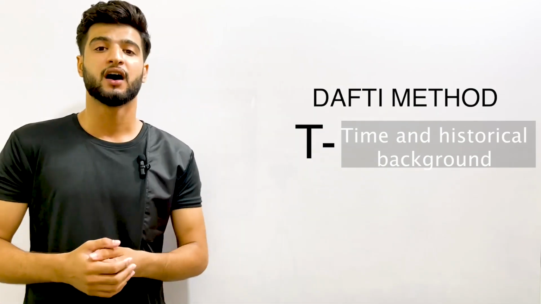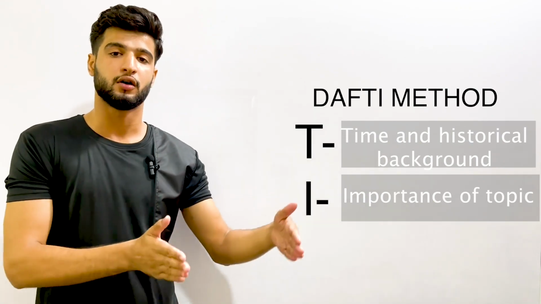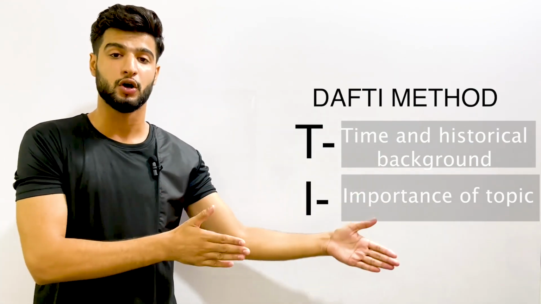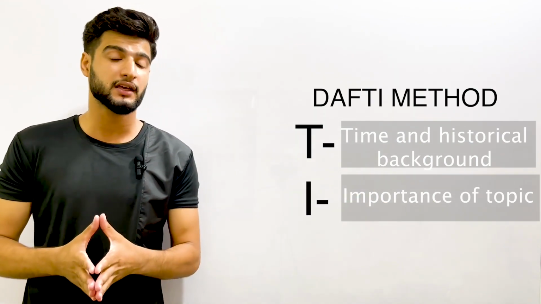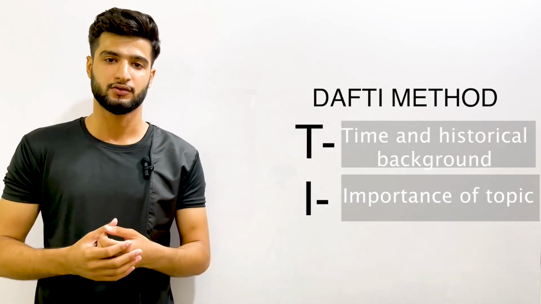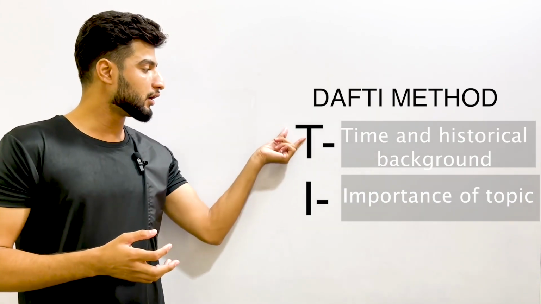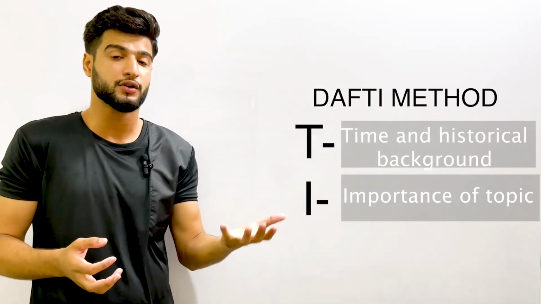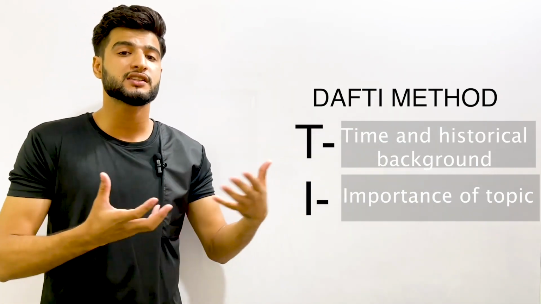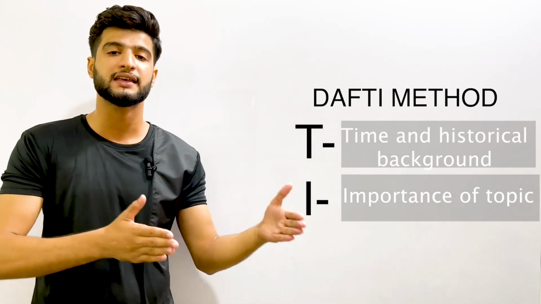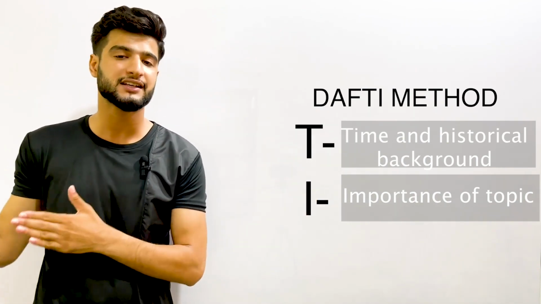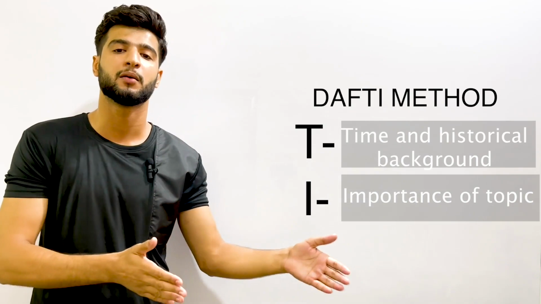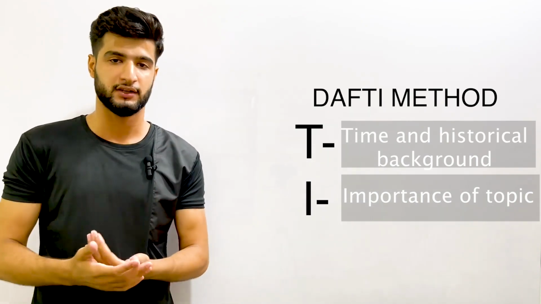And the last is I, which is importance of your topic. Like, why is this topic important to be discussed, right? The I in the DAFTI method stands for importance of the topic. Like, why do you need to discuss this topic? Why is this topic beneficial for discussion, or why has it become an issue for debate, right?